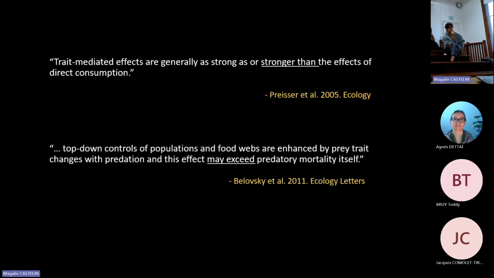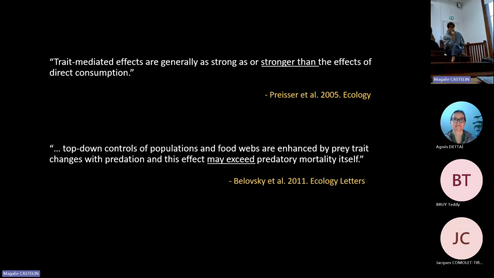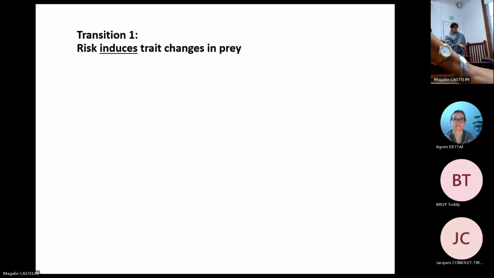Gary Blonsky says that top-down controls of population and food webs are enhanced by prey trait changes with predation. And this effect may exceed predator mortality itself. Again, fear itself can cause these dramatic changes in prey.